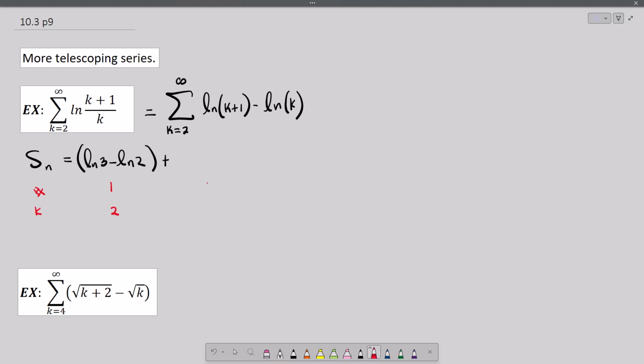So now we're going to the second term, which means the k value will be 3. So we're plugging in a k value of 3 here. So we're going to have natural log of 4 minus natural log of 3. So now to get to the third term, so term number is 3, k value will be 4. So we're plugging in k equals 4 up here, so we get natural log of 5 minus natural log of 4.